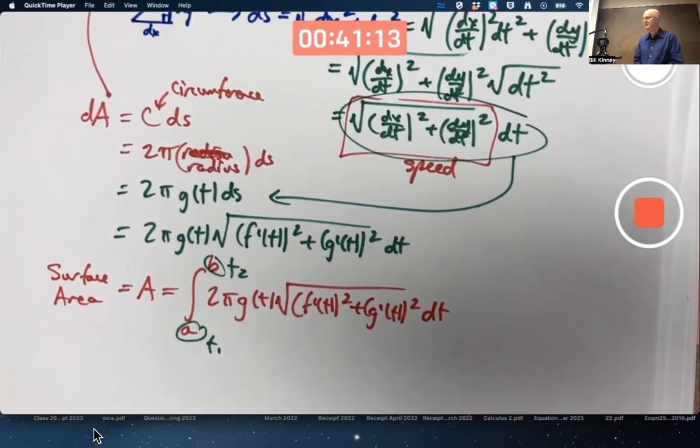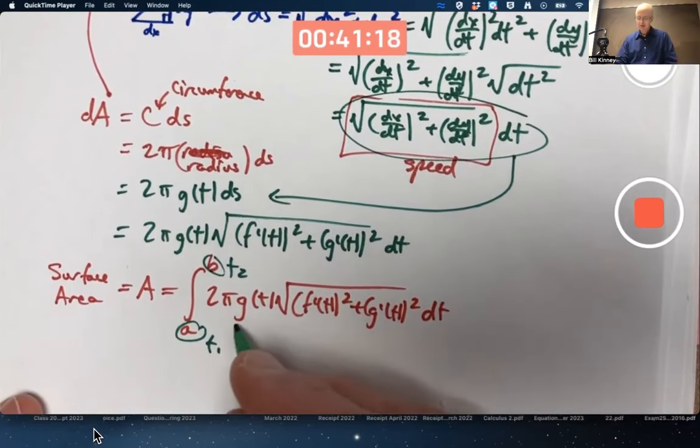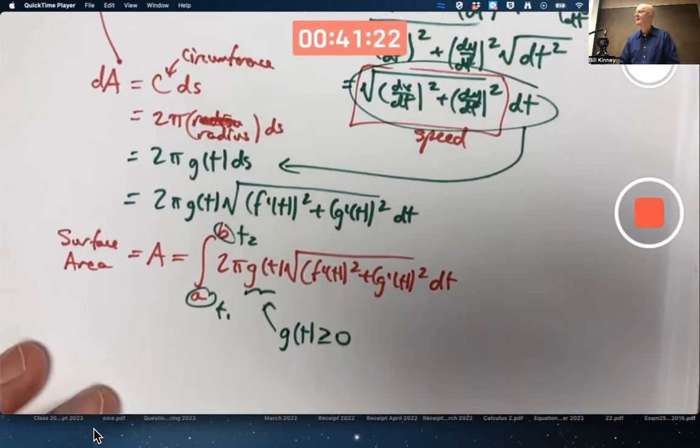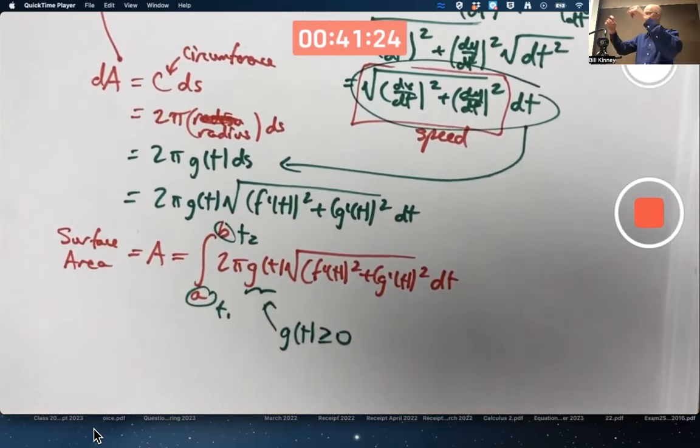Technically speaking, to use this correctly, the author really emphasizes this, it's assumed that g of t is not negative. If you go below the axis before you rotate, you'd want to flip it. You'd want to consider the corresponding curve with negative g of t, which would be a positive quantity instead of a negative one.